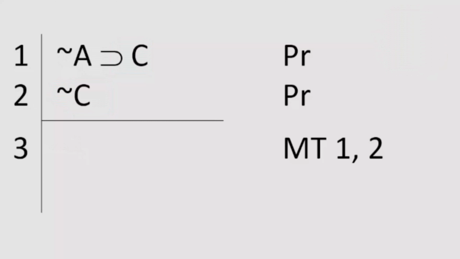Consider the following example. Again, we have a conditional. We have the negation of the consequent, tilde C, and what we derive is a negation of whatever the antecedent is. Here the antecedent is a negation, so we derive a double negation.